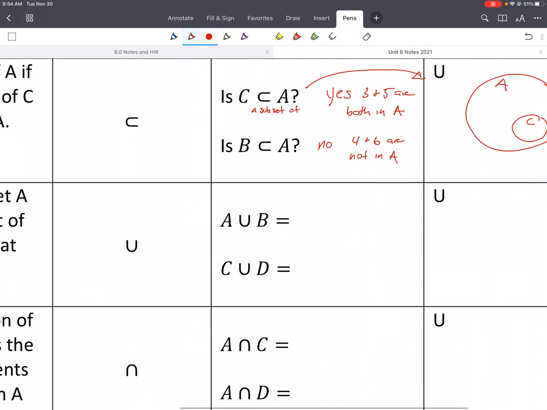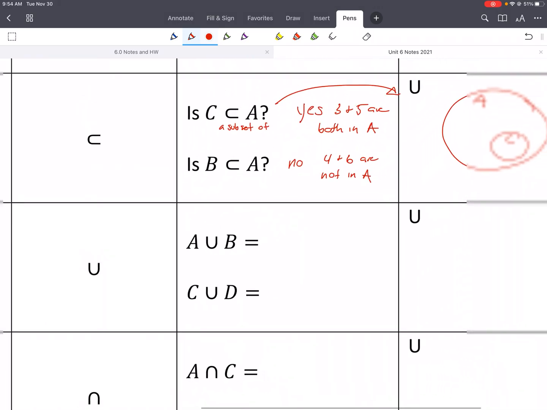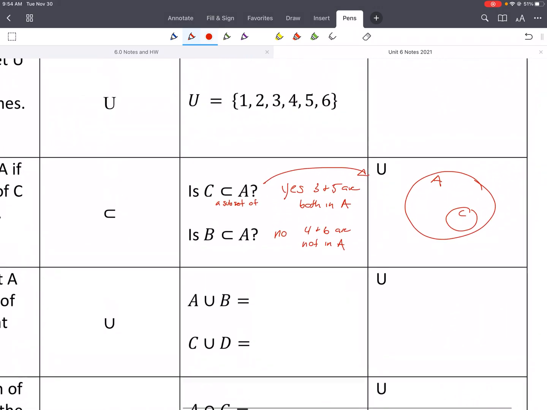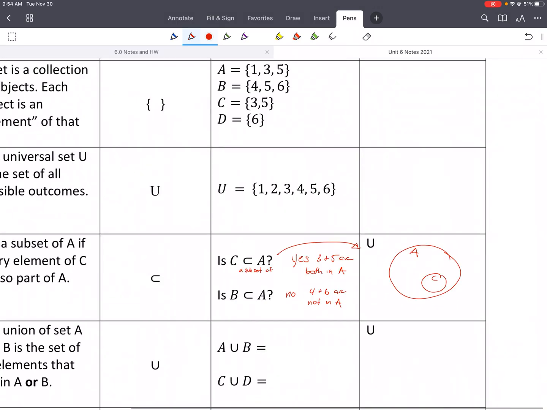So here's an example. What is the union of A and B? Well, A, if we look at that, is 1, 3, and 5, and B is 4, 5, and 6. So we will take all of A and all of B and put it in the same set. So here we would have 1, 3, 4, 5, and 6. Okay, we don't double count the 5.